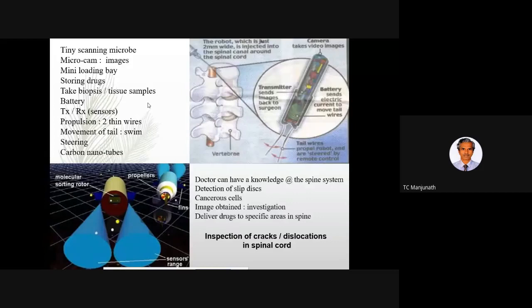The images obtained can be used for investigation purposes and for delivering drugs to specific areas in the spine. They call this a tiny scanning microbe, and there's a camera also, and a mini loading bay for storing drugs. You can take biopsies, tissue samples. There is a transmitter, there is a receiver. Everything is nano sensors, nano transmitters, and the propulsion is done by making use of two thin wires for swimming. And all the sensors used are made up of carbon nanotubes, right?